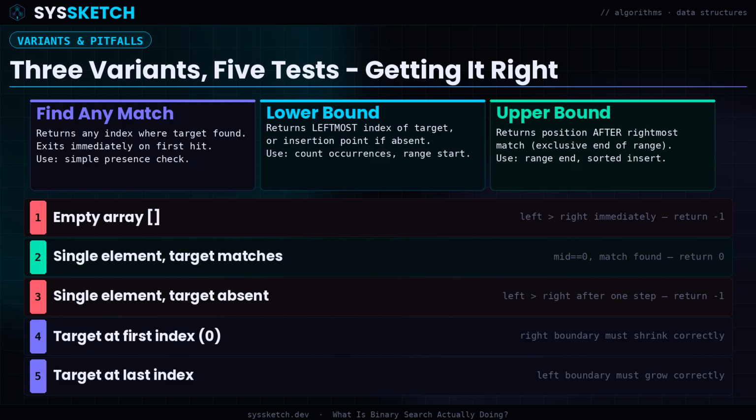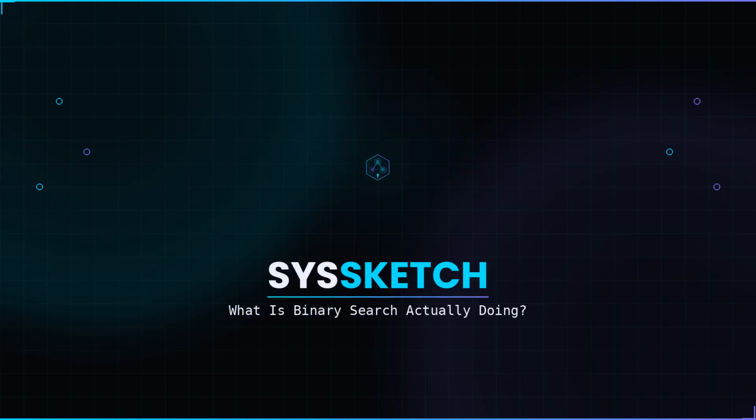5 test cases that catch nearly every binary search bug are: an empty input array, a single element array where the target is that element, a single element array where the target is absent, a target located at the very first index, and a target located at the very last index. These boundary conditions exercise every branch in a correct implementation and expose every off-by-one error in a flawed one. Make these your standard test suite whenever you implement binary search from scratch.